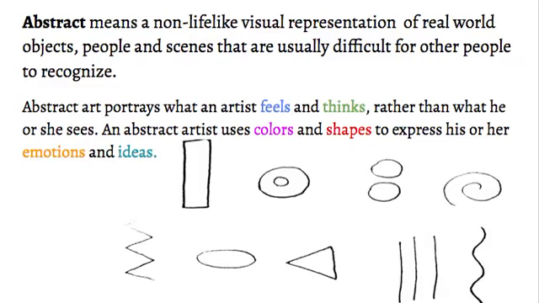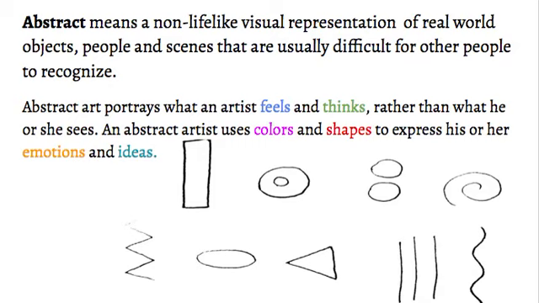Hey, so as you know, we have started a new project, and for this project, you're actually going to be doing abstract art. So, what is abstract art? Abstract means a non-lifelike visual representation of real-world objects, people, and scenes that are usually difficult for other people to recognize. So, abstract art doesn't jump out and say, "This is what I'm about."